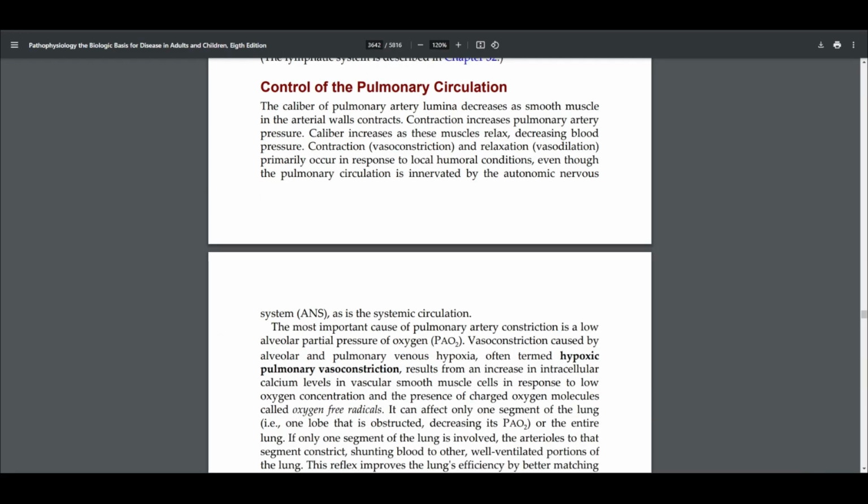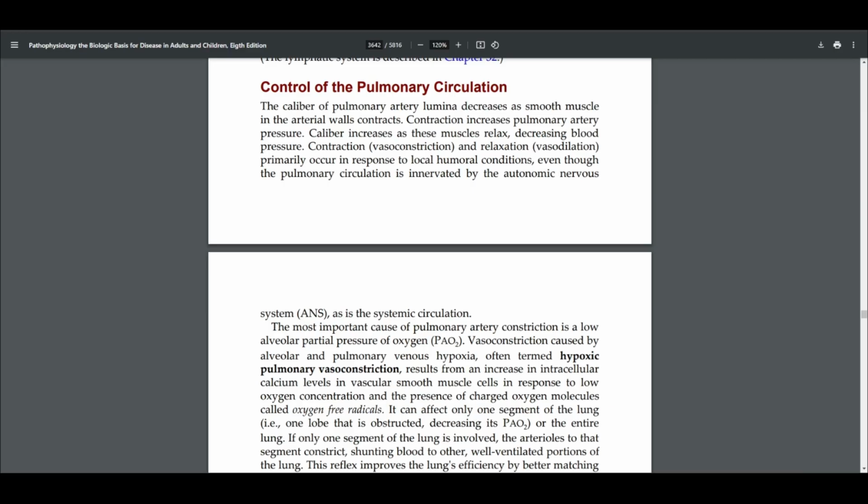Control of the pulmonary circulation. The caliber of pulmonary artery lumina decreases as smooth muscle in arterial walls contract. Contraction increases pulmonary artery pressure. Caliber increases as these muscles relax, decreasing blood pressure.